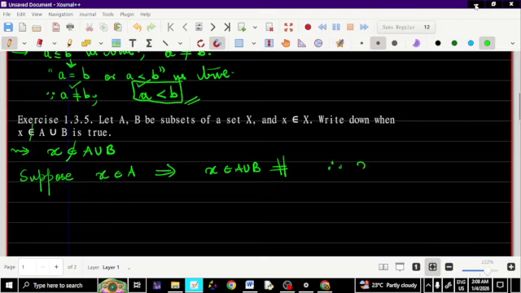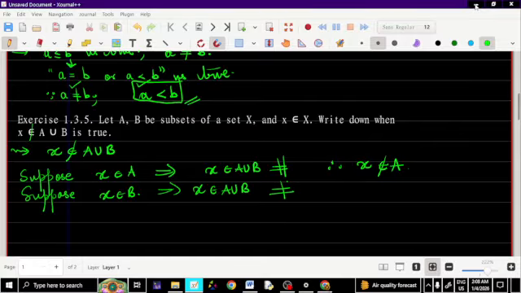So what can we conclude? X is not there in A. Suppose X is there in B. Can X come inside B? Then again, because X is there in B, it will come in A union B. Again, that's a contradiction because X is not there in A union B. So X cannot come in B. So if X is not there in A union B, that will mean X is not there in A and it is not there in B. It is not there in any of them. Clear?